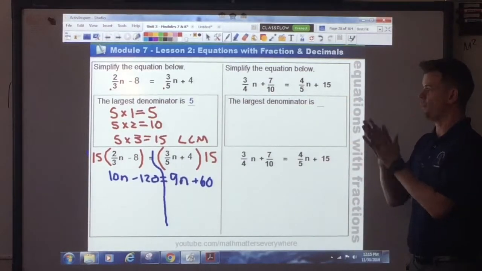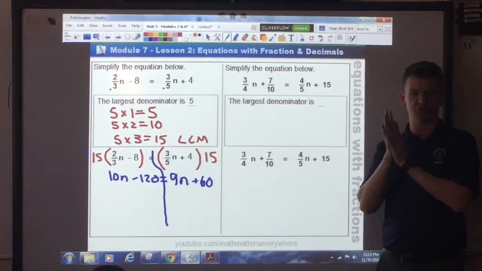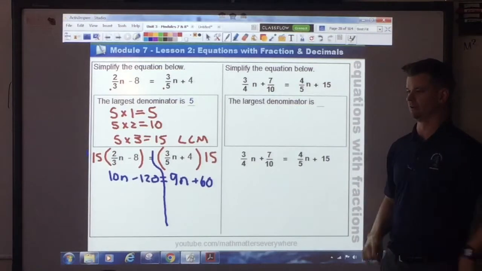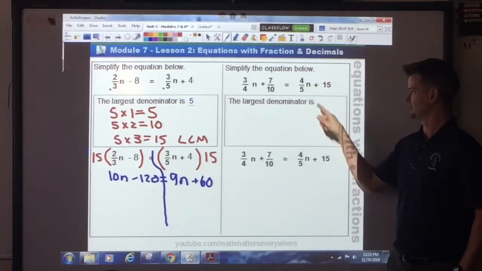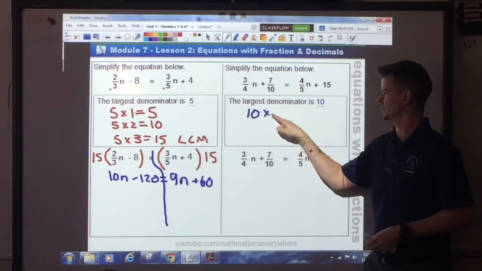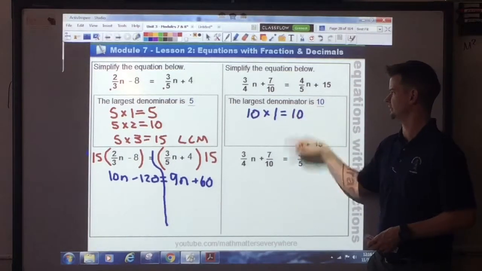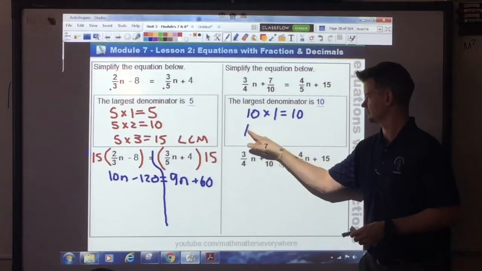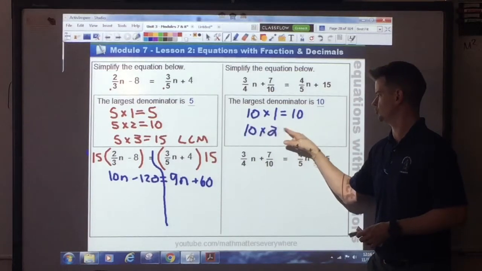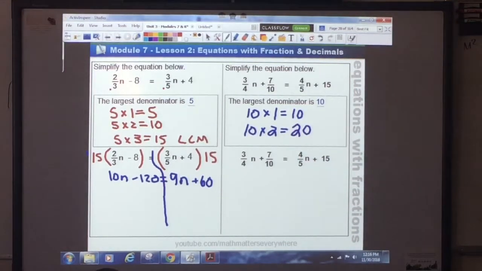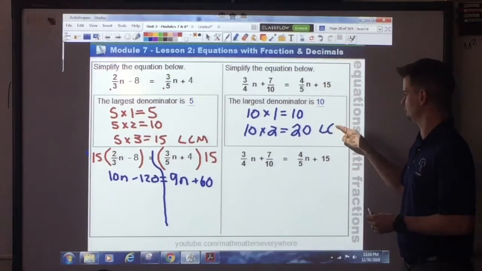Okay, one more. Now we have 3 denominators here. So let's go to Marcello. What's your largest denominator? 10. So we take the multiples of 10. 10 times 1 equals 10. Does 4 go into 10 evenly? No. So move on. 10 times 2 equals 20. Does 4 go into 20 evenly? Yes. What about 5? Yes. What about 10? Yes. So that is my LCM.